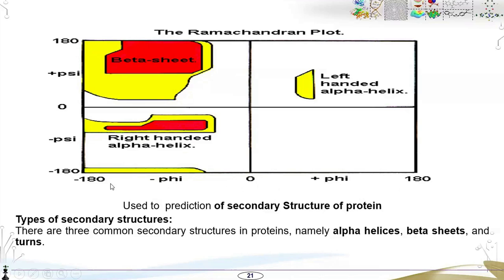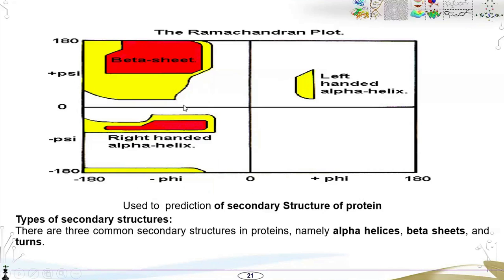The phi angle ranges from plus 180 to minus 180, 0 to minus 180. From the GPAT perspective, I think the Ramachandran plot will be very important for NIPER, but we can learn it for GPAT also. Nothing will be wrong here. From the exam point of view, they will ask where we can see a right-handed alpha helix, where we can see a left-handed alpha helix, and where we can see a beta sheet.